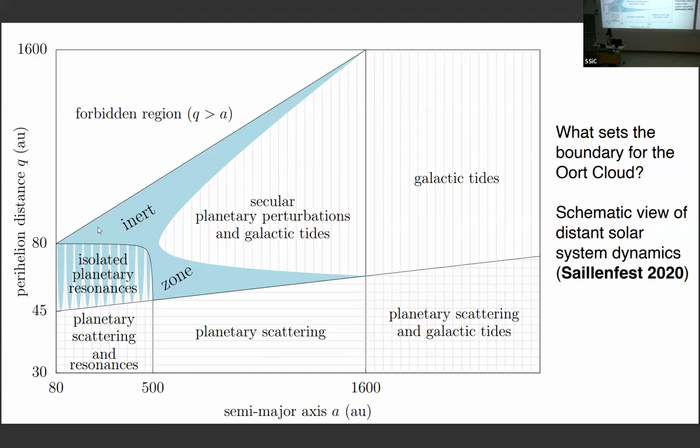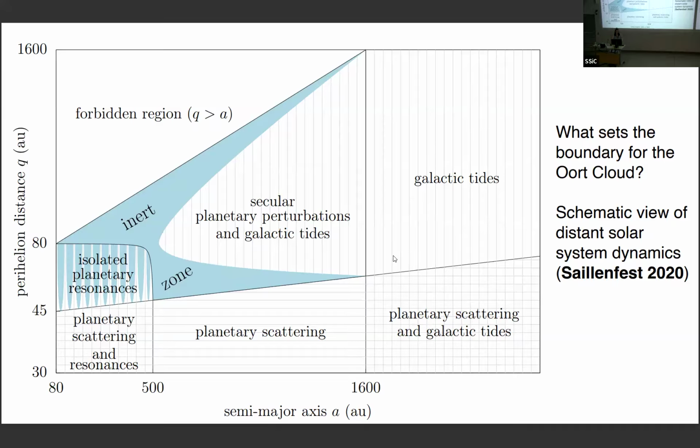And even closer in, you get both direct interactions through scattering, but also mean motion resonances and other direct planetary interactions there. So what's interesting about thinking about this is that this is the snapshot of where these boundaries are today, but this is not where the boundaries always are.